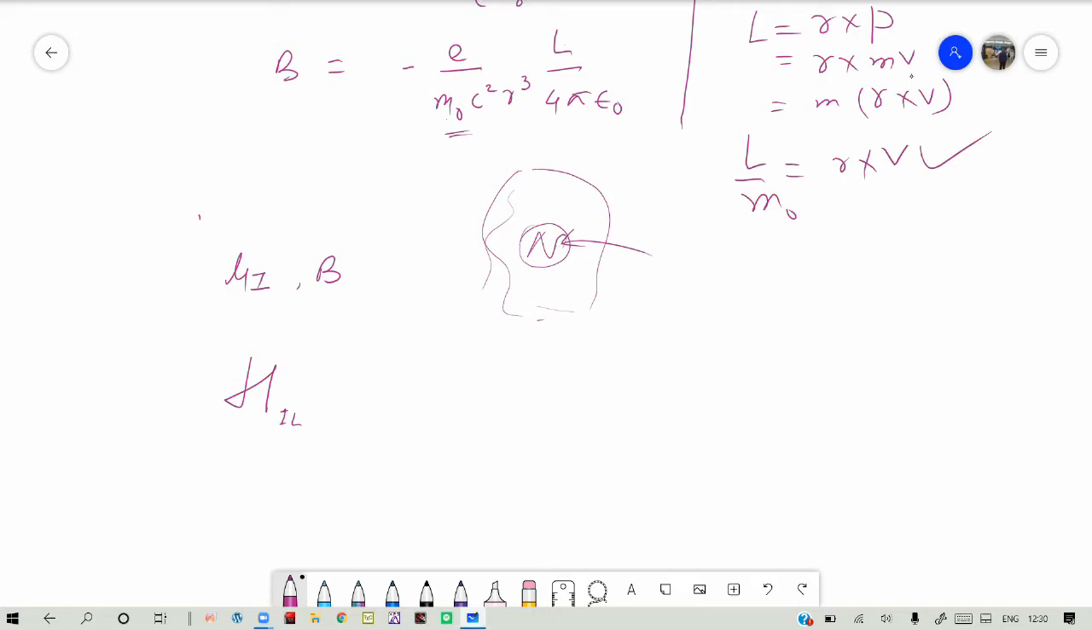Due to the orbital motion of the electron, let me write it simply as H1.